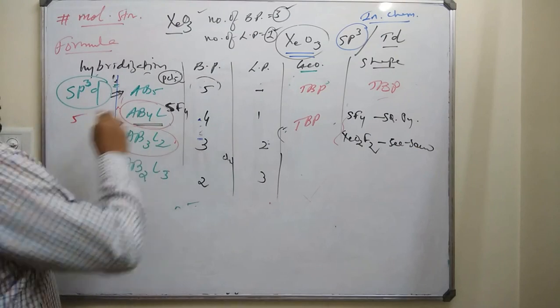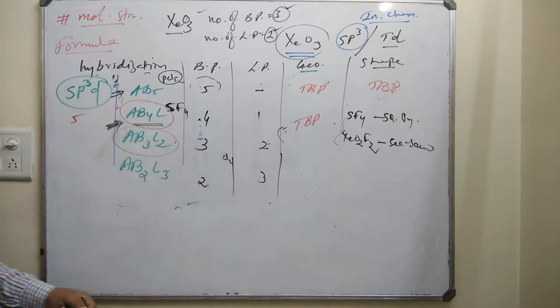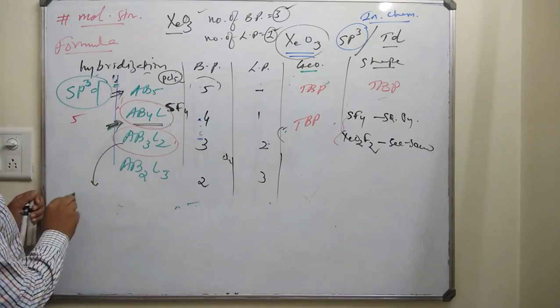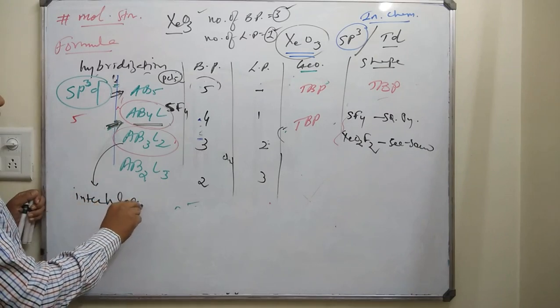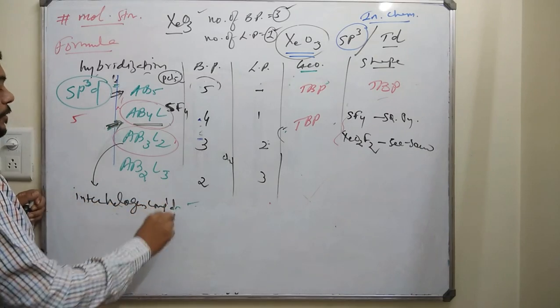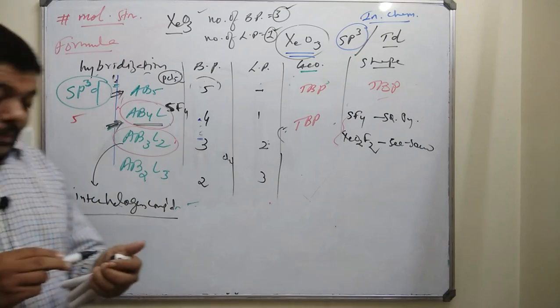I am taking an example for AB3L2. Now over here at this particular junction, examples are very important. And AB3L2 is fundamentally a hybridization for interhalogen compounds. So the question comes, what are interhalogen compounds?